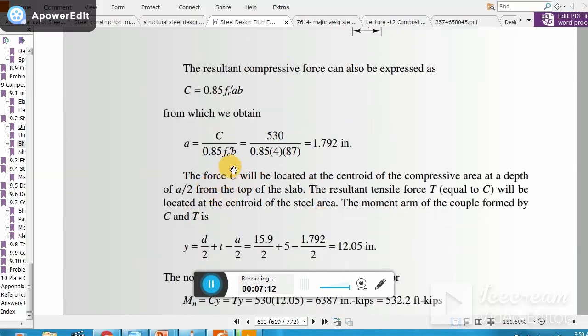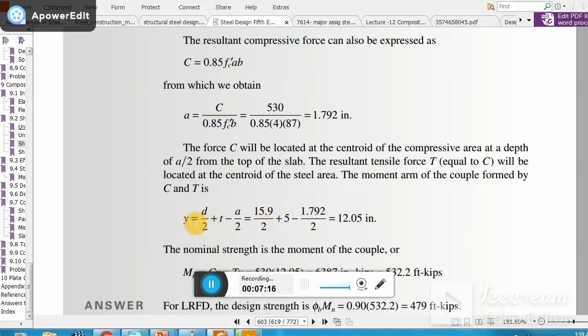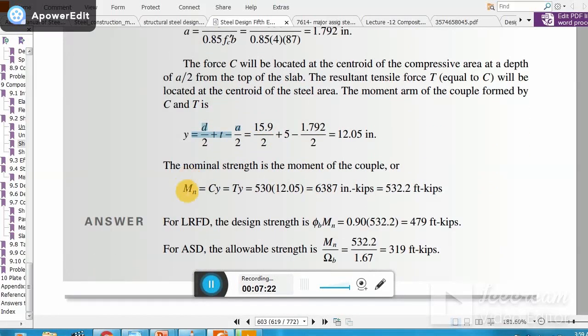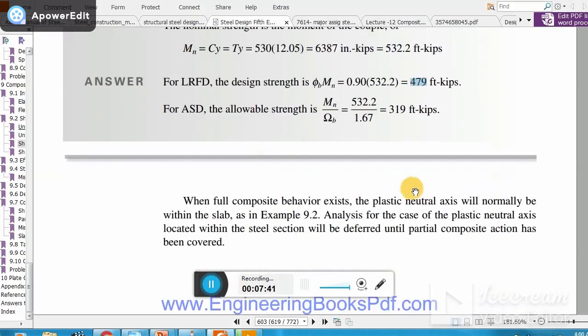And now C, that is the resultant force of the concrete, lies at a distance of a over 2. You need to find out the lever arm. I explained this in my previous lecture, so watch this, and the resultant moment capacity will be Cy or Ty. Okay, so the minimum value, that is 530, you just need to multiply with the lever arm, you find your strength, multiply this with a reduction factor, that is 0.90, you got the value 479 feet.